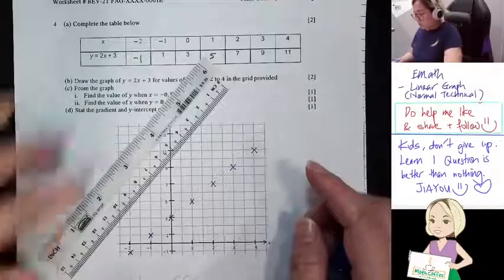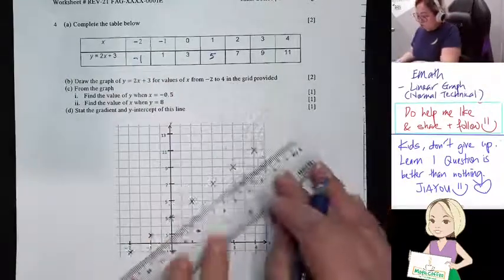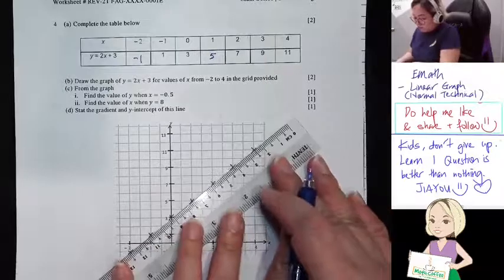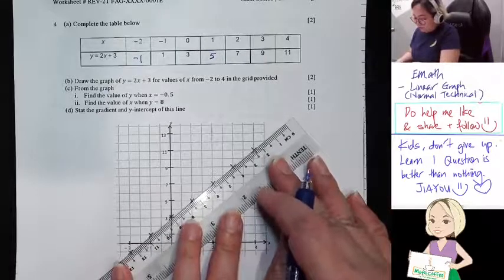Okay. So now you got to join all the points. It's supposed to form a straight line. Okay.